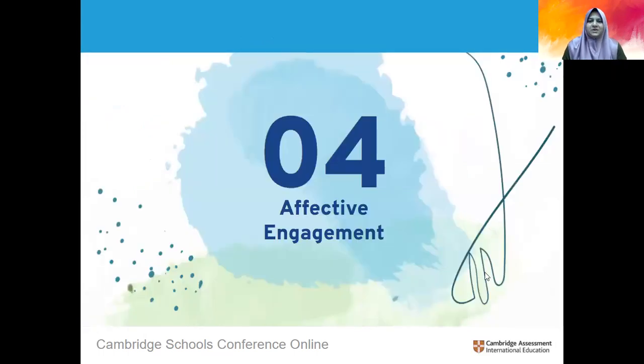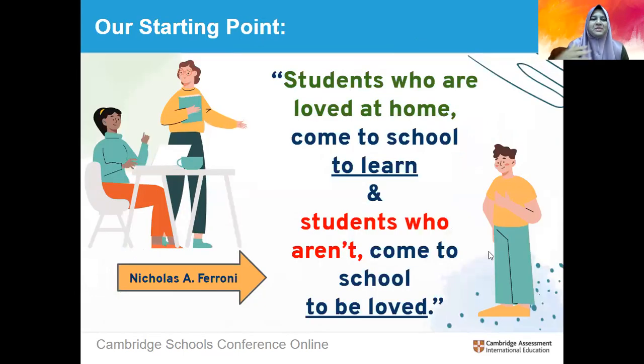Effective engagement. And I'm keen to share one quote from Nicholas F. Roney. So this is our starting point for effective engagement. Students who are loved at home come to school to learn, and students who aren't come to school to be loved. I would like to give all of us maybe 10 seconds to process this statement.